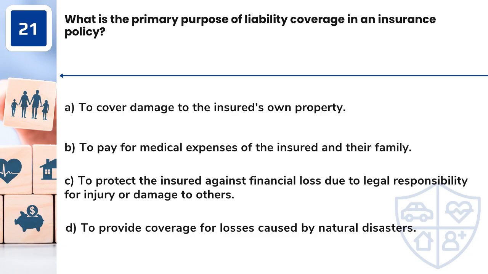Question 21. What is the primary purpose of liability coverage in an insurance policy? A. To cover damage to the insured's own property. B. To pay for medical expenses of the insured and their family. C. To protect the insured against financial loss due to legal responsibility for injury or damage to others. D. To provide coverage for losses caused by natural disasters.